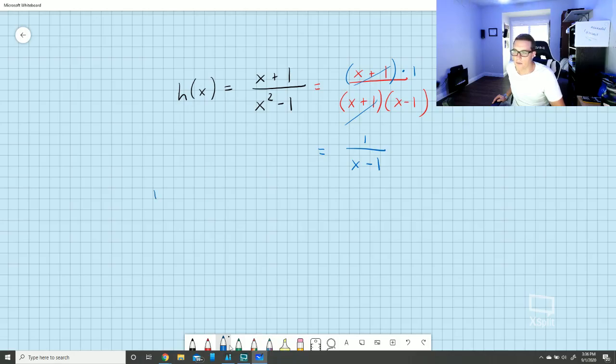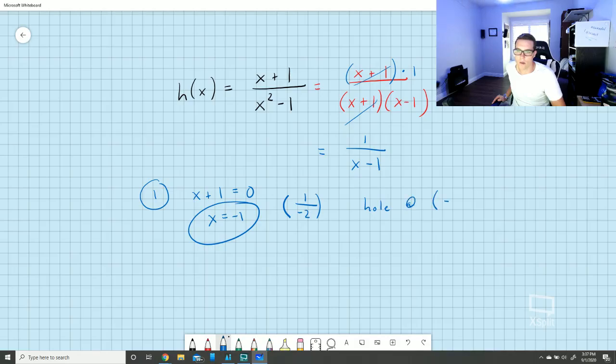But that means the first thing for holes or removable discontinuities, we can set the term equal to 0, and there better be a hole at x = -1, which means if I plug -1 into this function, 1 over x minus 1, I get -1/2. So I know that there is a hole at (-1, -1/2). That's the coordinate. Sometimes I just want the x. Sometimes I'm going to want both. All right, the second thing.